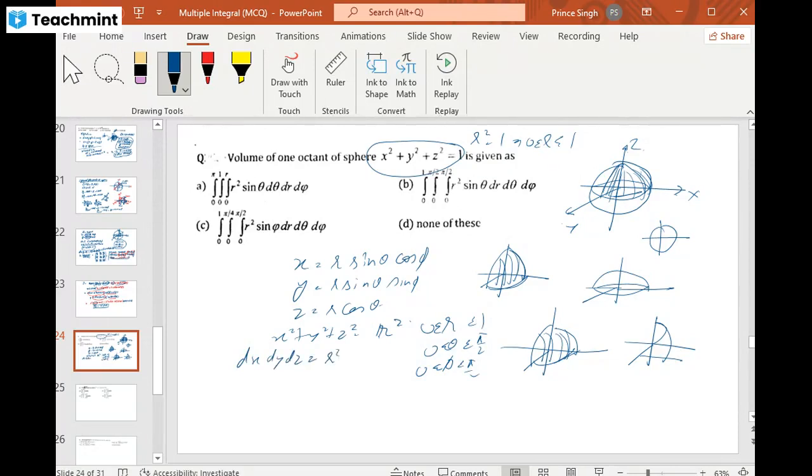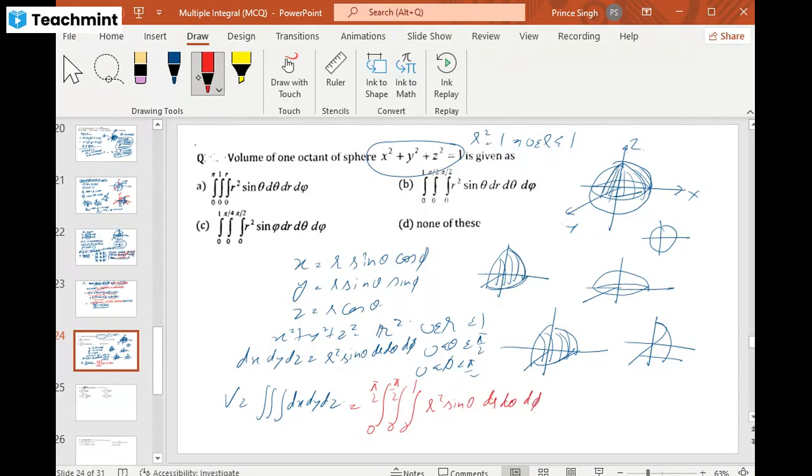This is equal to r square sine theta dr d theta d phi, because we have already calculated the Jacobian of transformation. So what is volume? Volume is the triple integral dx dy dz. So this is equal to the integral from 0 to pi by 2, 0 to pi by 2, 0 to 1 of r square sine theta dr d theta d phi. So this is the volume of one octant of the sphere. The limit of r is 0 to 1, limit of theta is 0 to pi by 2, limit of phi is 0 to pi by 2.